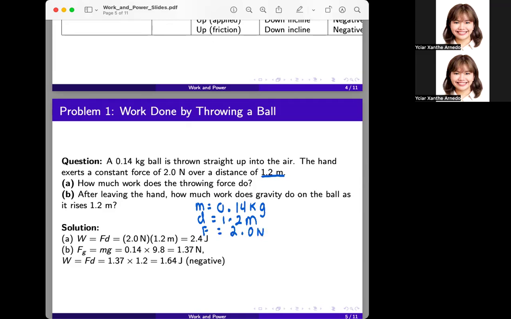Let's try drawing a free body diagram here. Let's say this is the person holding the ball. Let's put that in an axis here. And let's say this is 1.2 meters. All right. So as the ball is thrown up and it reaches the maximum height, as it falls down, gravity is acting on it. But the force initially applied was 2 newtons.